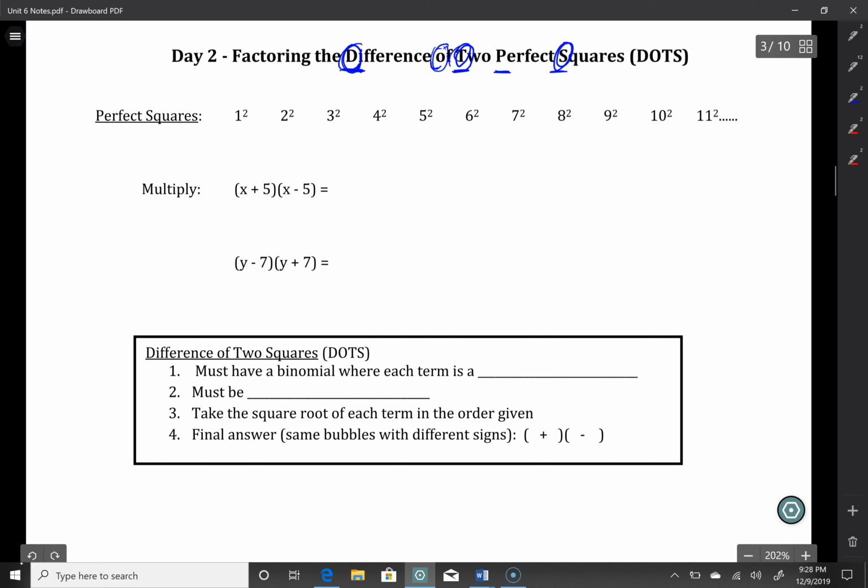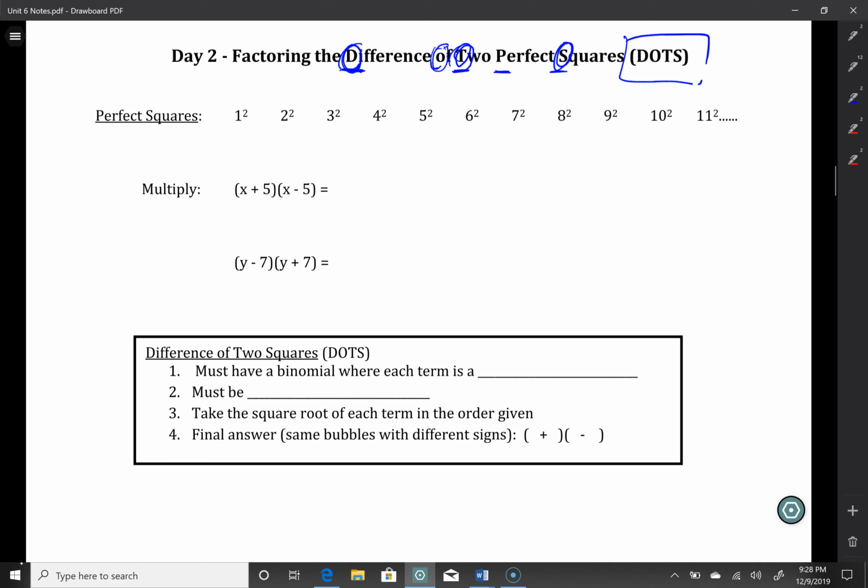Difference of two squares. You're going to hear me say this word a lot because it's just an acronym for difference of two squares. So let's think about what that means. When I say difference of something, I hope that you think subtraction. And then when I say of two, that means subtracting two different things, and then subtracting two squares, or two perfect squares if you want to be more specific.